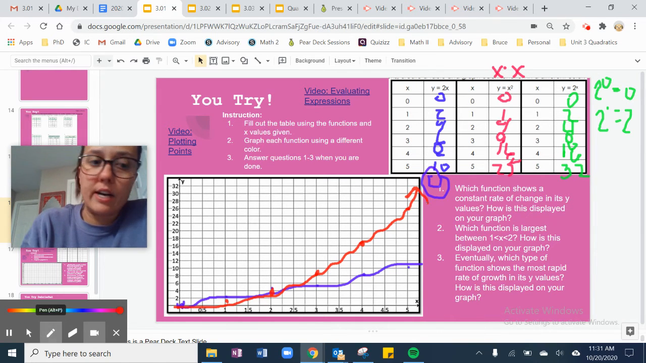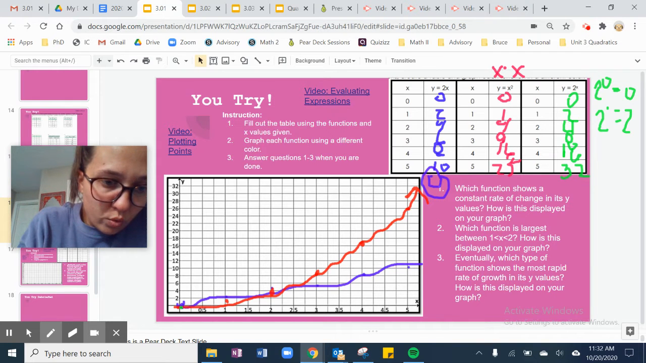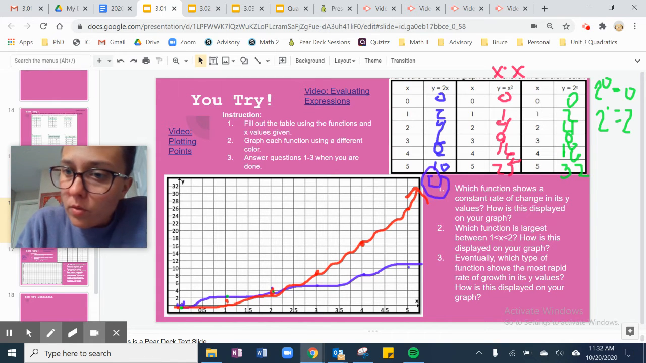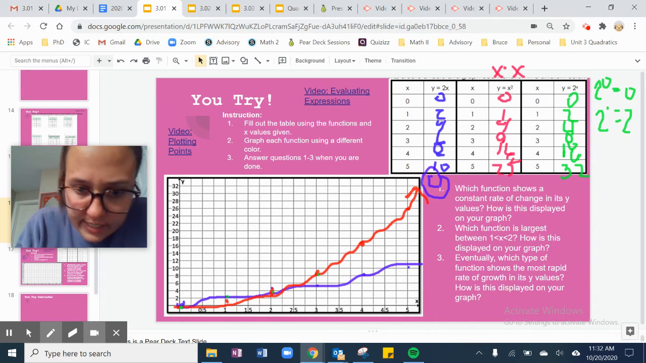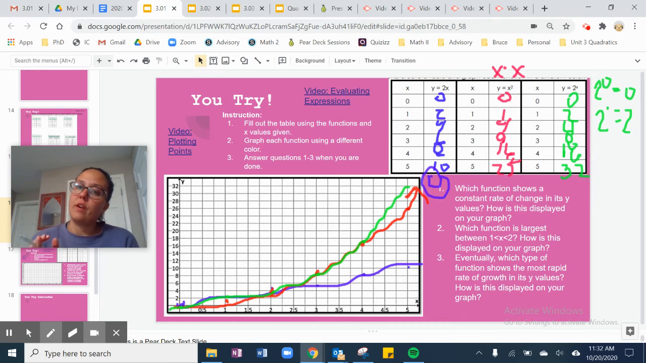And then lastly, we have our exponential. So we have 0, 0. Everything starts at 0, 0. 1, 2. 2, 4. Same so far, it's increasing almost the same. 3, 8. 4, 16. 5, 32. All right, so there's our 3 functions. And now we're going to answer questions 1 through 3.